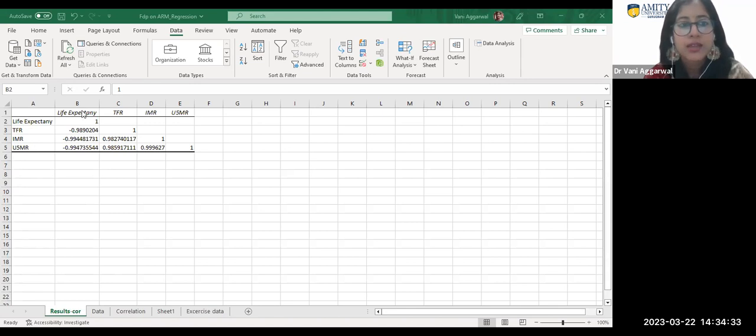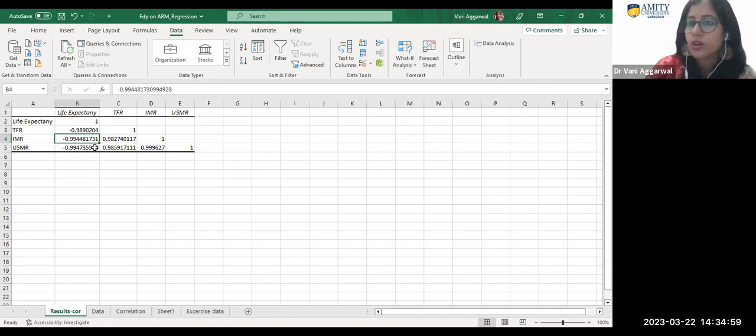All right, so see, life expectancy has a correlation of one, positive, because these two are the same variable. Now, if you want to know the correlation between life expectancy and infant mortality rate, it is showing a negative and very high correlation, 99%. So 99% correlation is between infant mortality rate and life expectancy. This means that change in infant mortality rate has a huge impact on life expectancy, as they are 99% correlated, but negatively.